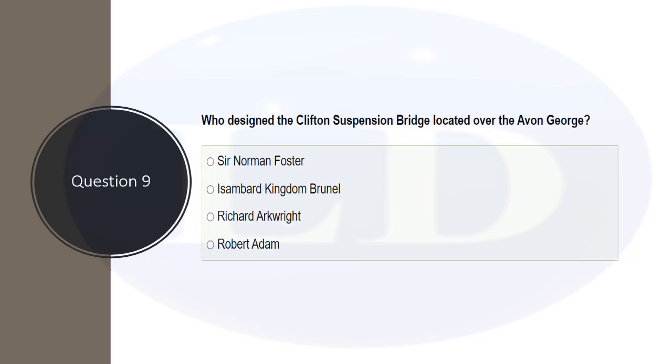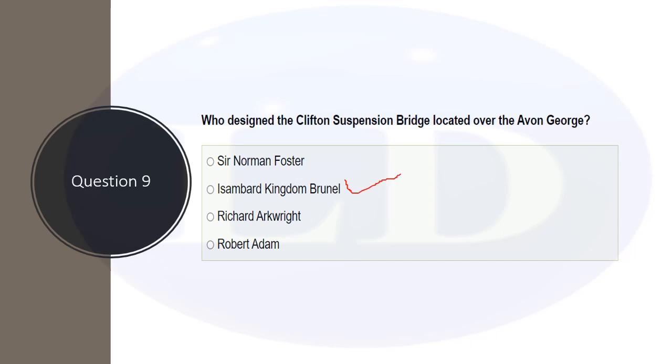Next, who designed the Clifton Suspension Bridge located over the Avon Gorge? This is in Bristol. It's a very phenomenal structure. So the answer to this question, let us see: Sir Norman Foster, Isambard Kingdom Brunel, Richard Arkwright, or Robert Adam. So the correct answer is Isambard Kingdom Brunel.